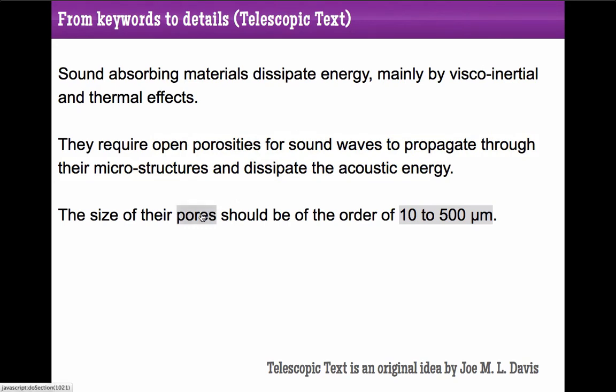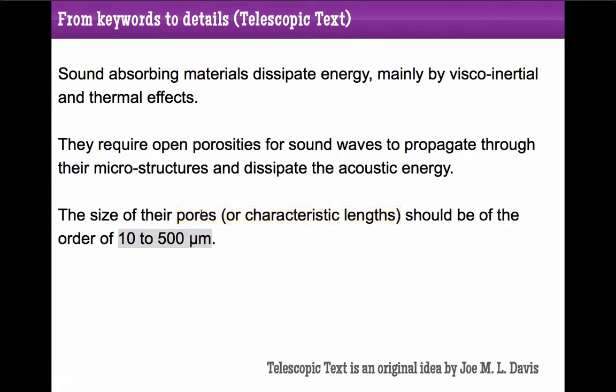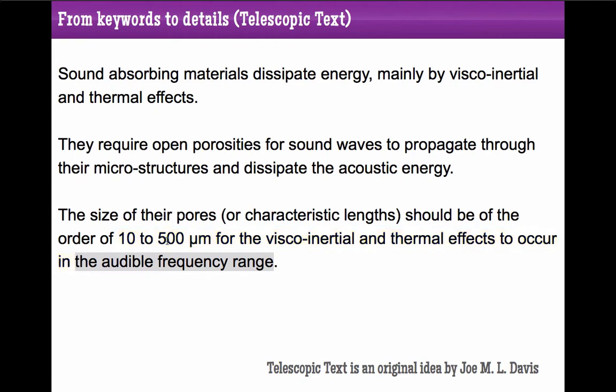The size of their pores, which is also called a characteristic length, because strictly speaking, some acoustical porous materials do not have pores, like fibrous ones, for example. So characteristic length should be of the order of 10 to 500 micrometers. Why? For the viscoinertial and thermal effects to occur in the audible frequency range, which is almost 20 Hz to 20 kHz.